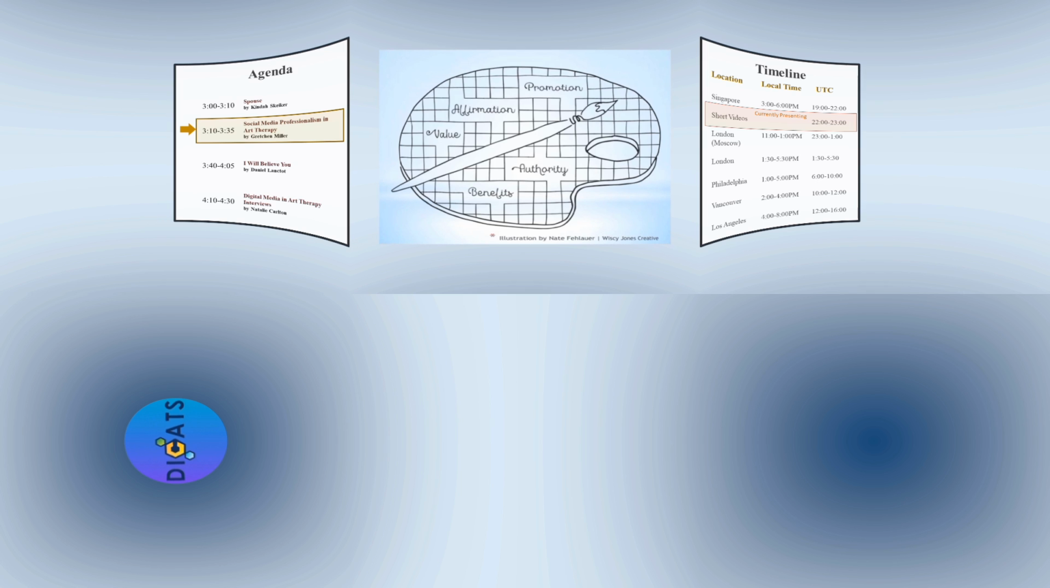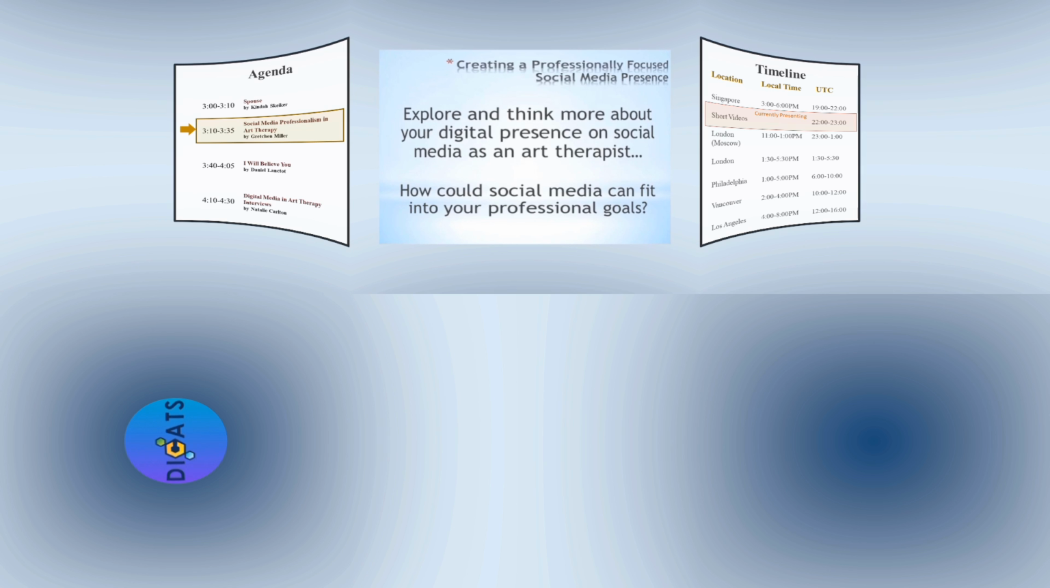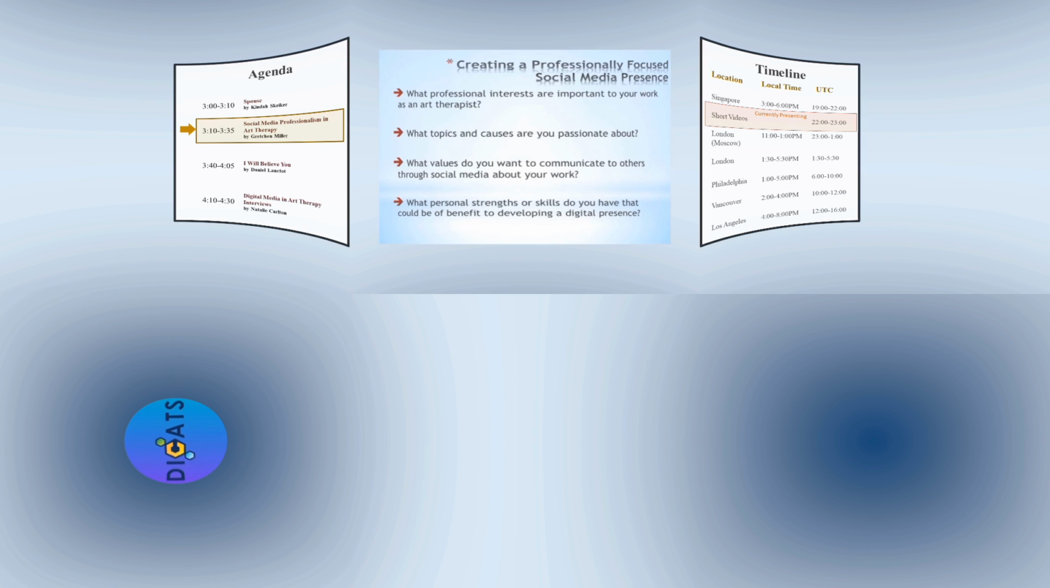Have you seen examples of these areas on social media for art therapy? What were they and what platforms did they use? Next, I want you to think about your own digital presence using social media and thinking about how could social media fit into your professional goals and what you post and share online. So take some time to review the following information.